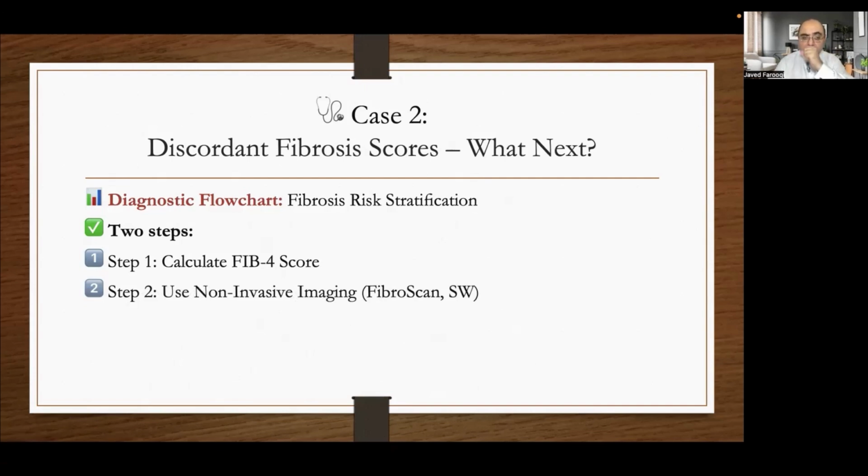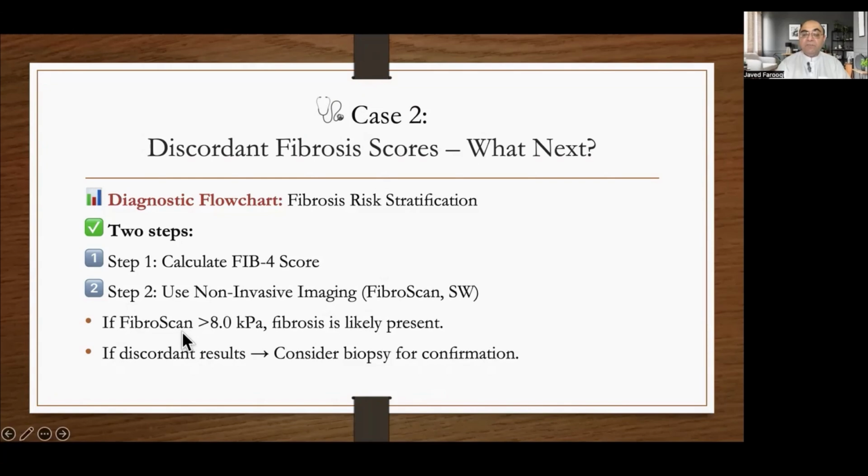The second step is to use non-invasive imaging. If the FibroScan is more than 8, fibrosis is likely present. But if there are discordant results, consider biopsy for confirmation.